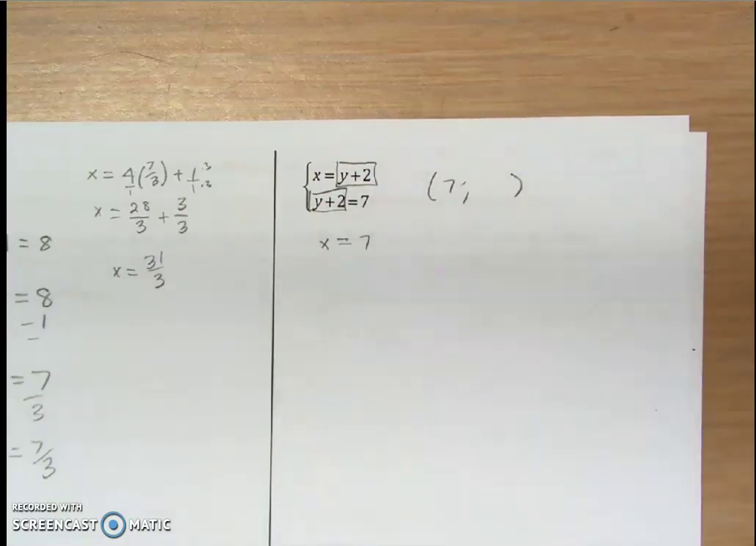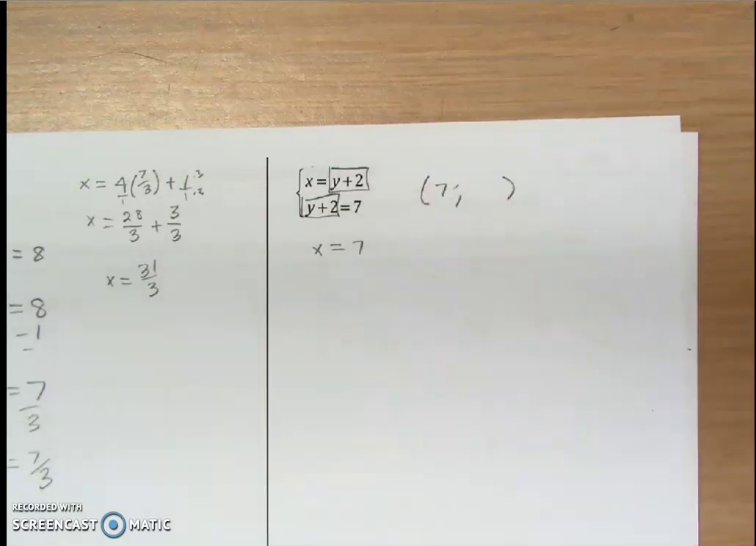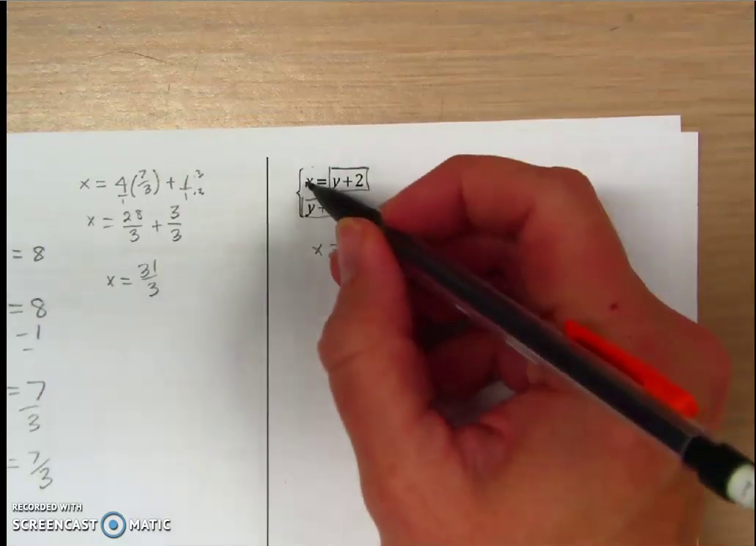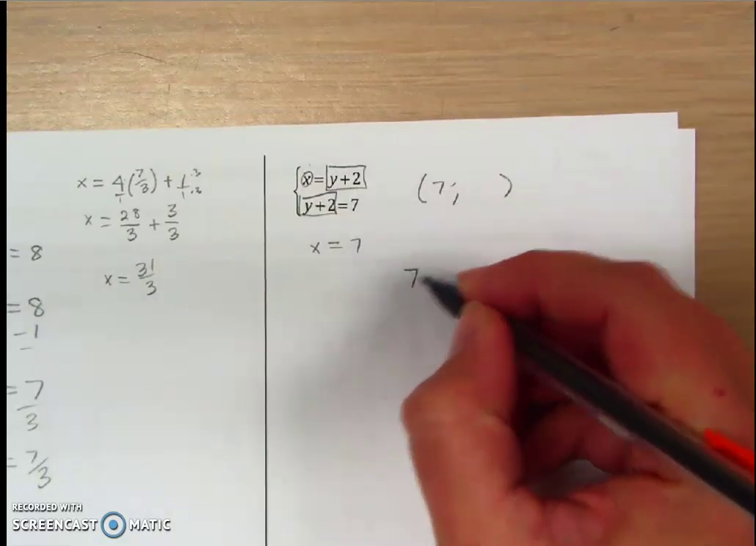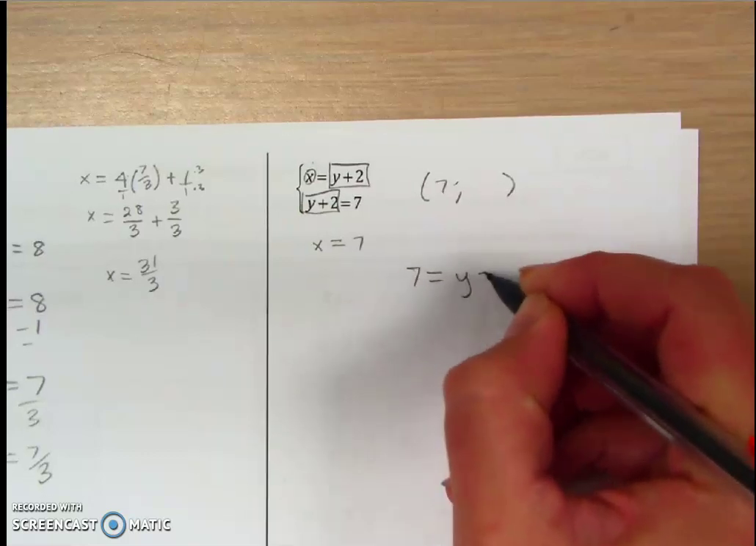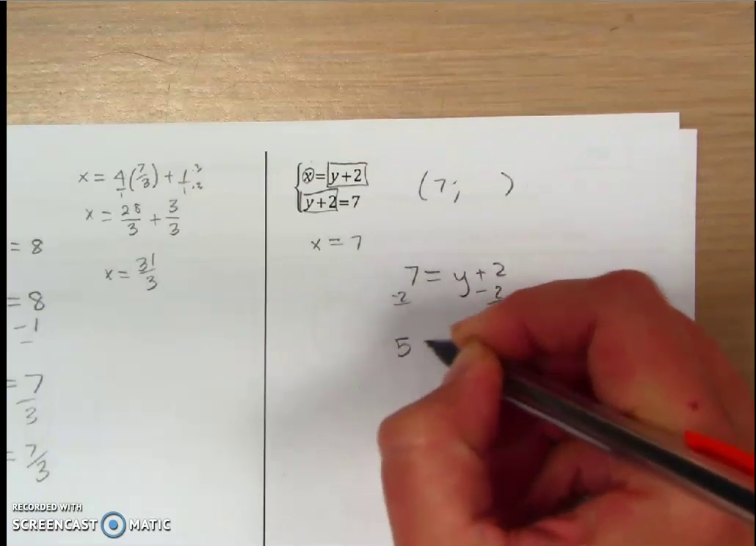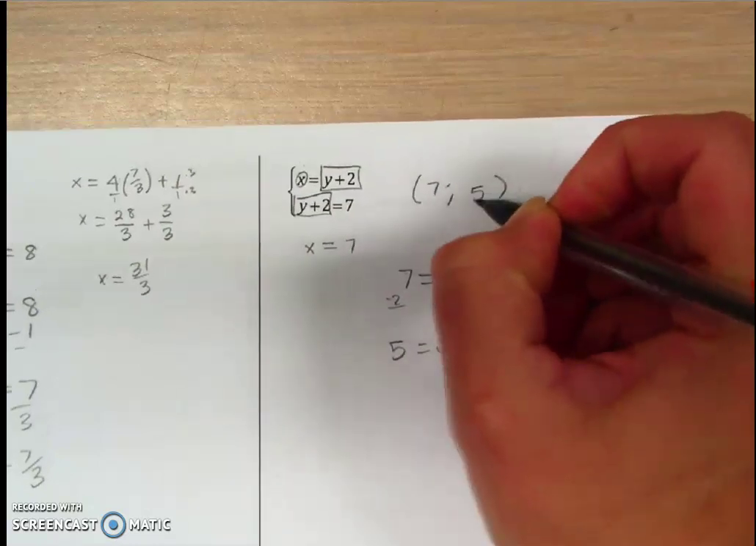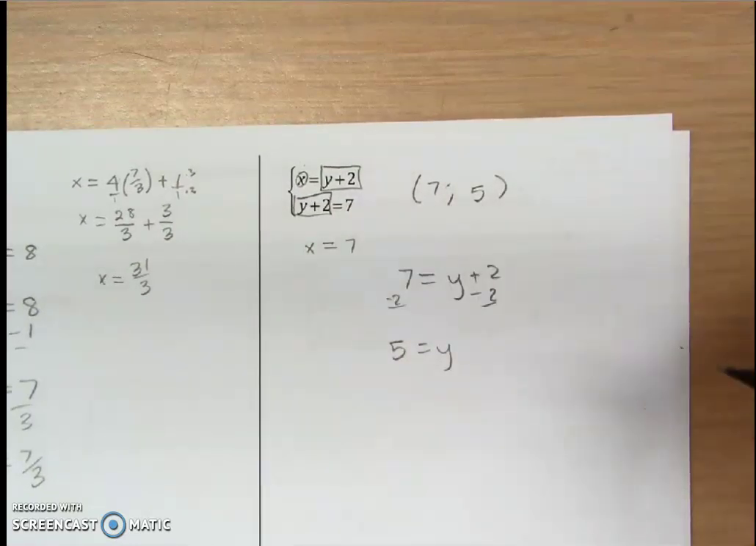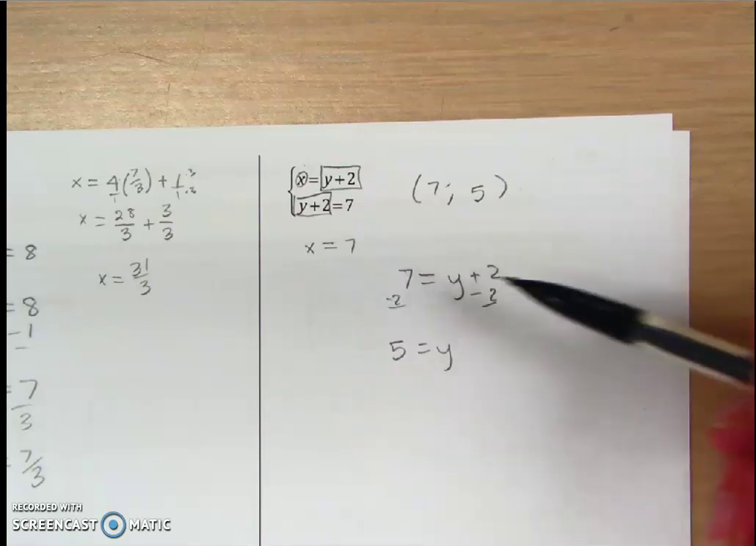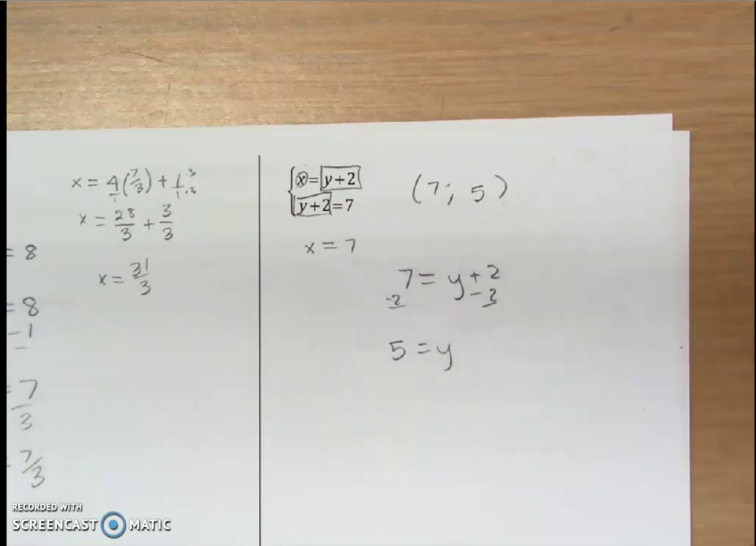X is 7. So if x is 7, how would I figure out y? Well, I can plug it into the one that has an x. That means 7 would equal y plus 2. Subtract the 2 from both sides. We'd get 5 is equal to y. Okay, that was easy. Now, how would we check to make sure we're right? Well, we could plug it into both, but we can already see that that would be correct.